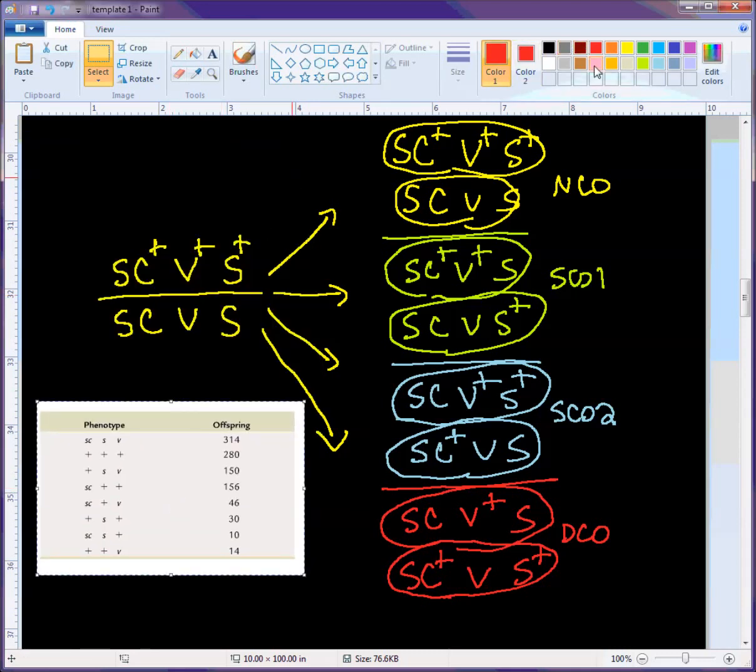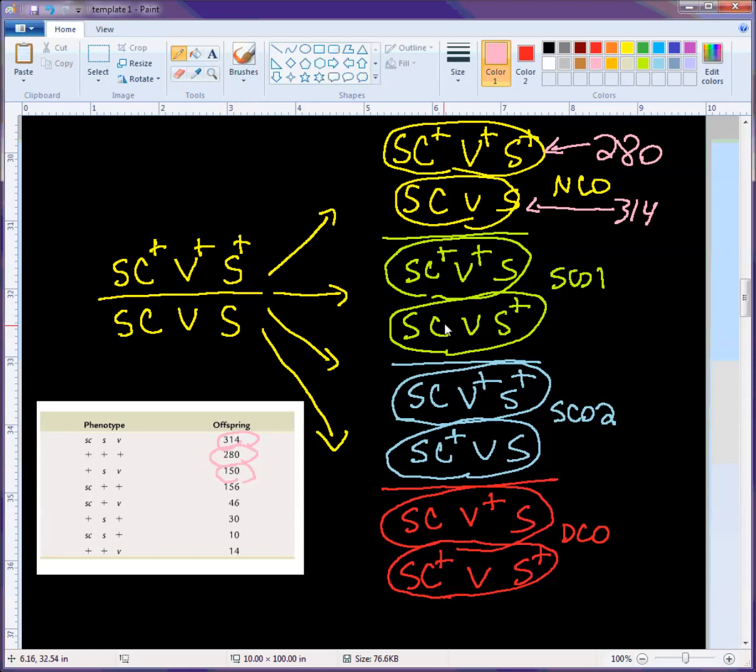And what we see is, what color haven't I used? Pink. Okay, let's use pink. 314 progeny came from that gamete. When I say that gamete, I mean came from gametes with that genotype, obviously. 280 offspring didn't come from one egg. 280 came from gametes with that genotype.